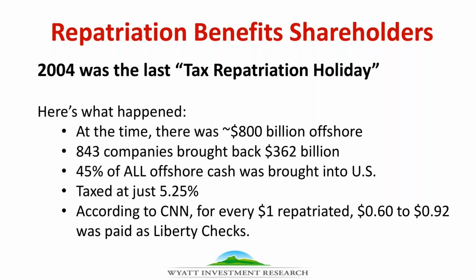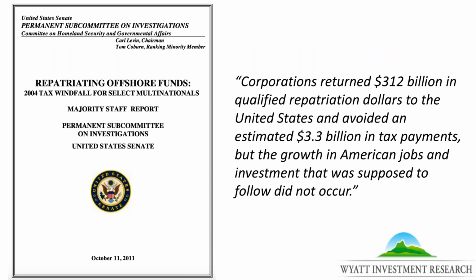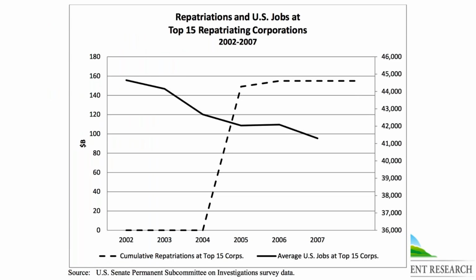Yeah, pretty amazing. And I think it's really interesting, because at the time this was embraced as, it's going to create all these jobs. But ultimately, the United States Senate Permanent Subcommittee on Investigations looked into this because they said, what actually happened? And so they did a report on this. They did a big investigation. And what they found was that corporations returned $312 billion into the U.S. and avoided $3.3 billion in tax payments, but the growth in American jobs and investment that was supposed to follow did not occur.